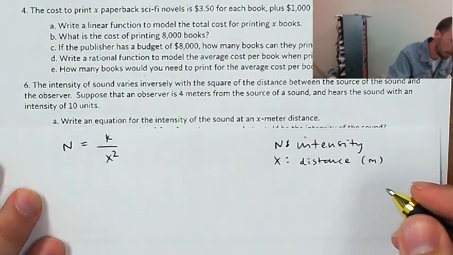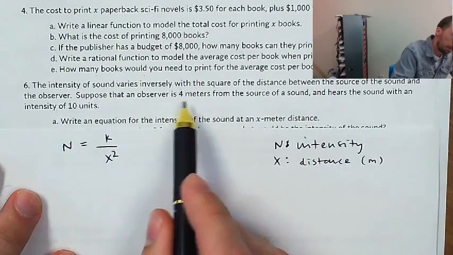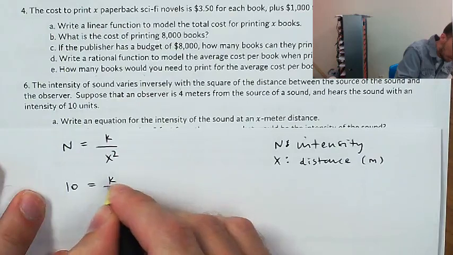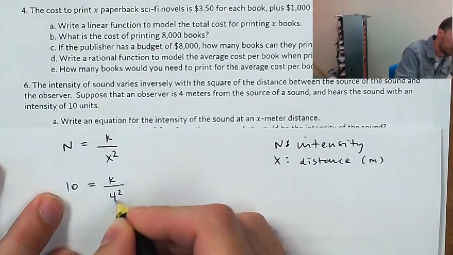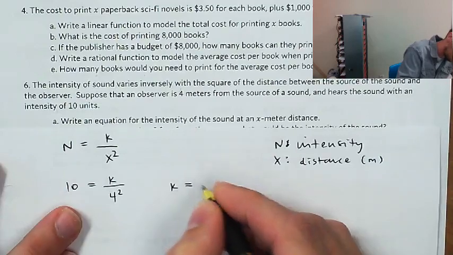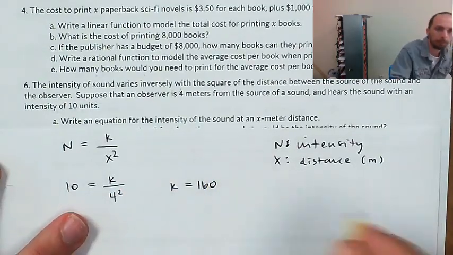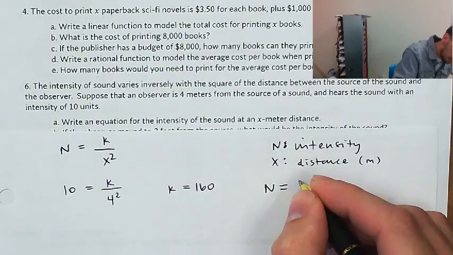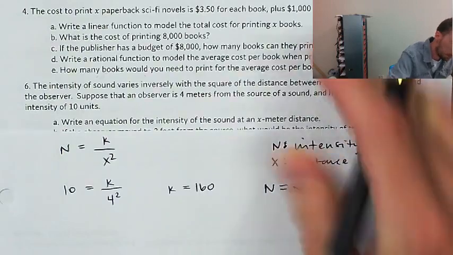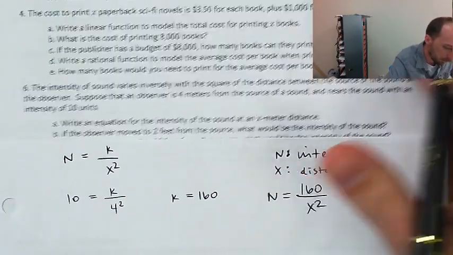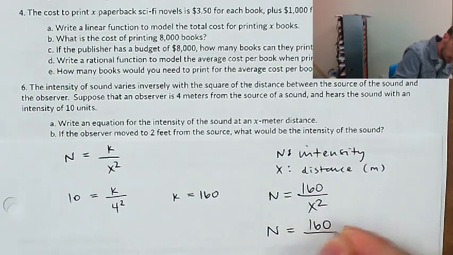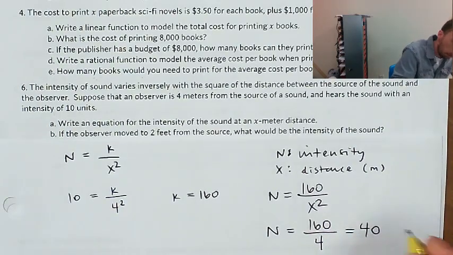Okay, write an equation for the intensity of the sound at x meters distance. 4 meters from the source of a sound, the intensity is 10 units. So 10 equals k divided by 4 squared. So that's 16, multiply that over. K is going to be 16 times 10. All right, now my full-blown formula is N is 160 over x squared. If the observer moved to 2 feet from the source, what would be the intensity of the sound? So N would be 160 over 2 squared, which is 4. Well, 160 divided by 4 is 40.